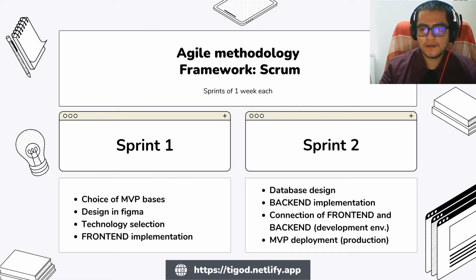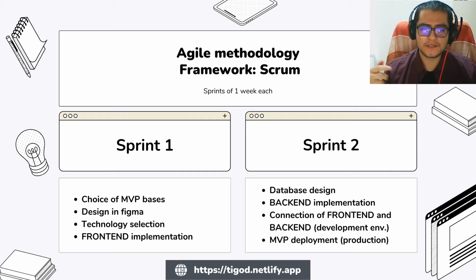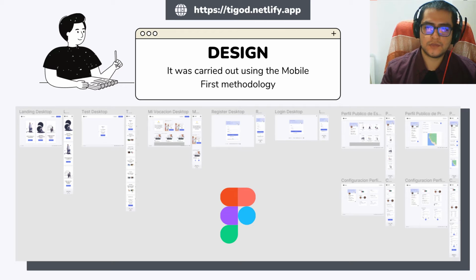Well, to realize this project, I used the framework Scrum and I made my sprints of 1 week each. In the sprint 1, I focus in the planning of the MVP and in the user histories and in the front end. In the sprint 2, I focus in the backend and in the deployment. To the design, I use the mobile first methodology with Figma.